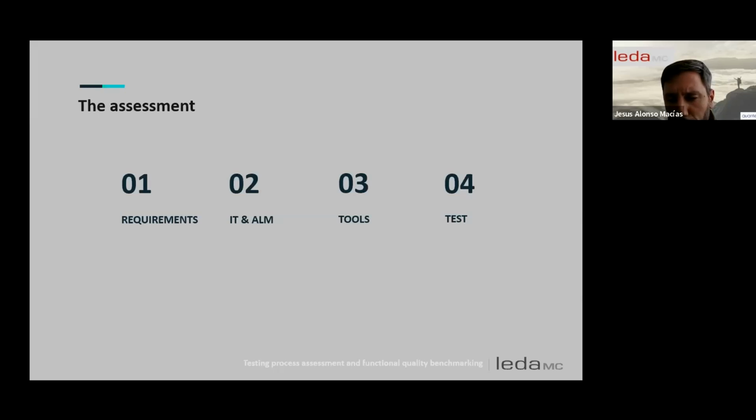So let's move on. Well, as I was saying, to make an assessment, we could start by gathering information about the requirements. We could also collect information from IT and application life management. We could also ask ourselves about the tools to support the process, the processes and the work of people. And finally, in the assessment, we will also look for all the information related to the most important part, the testing.